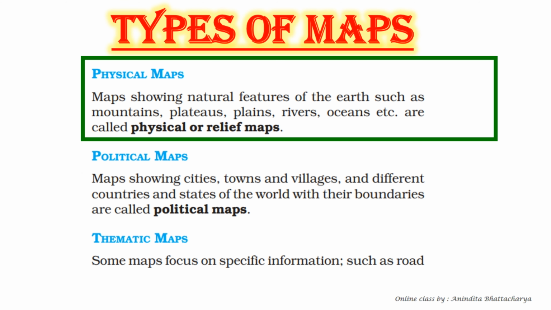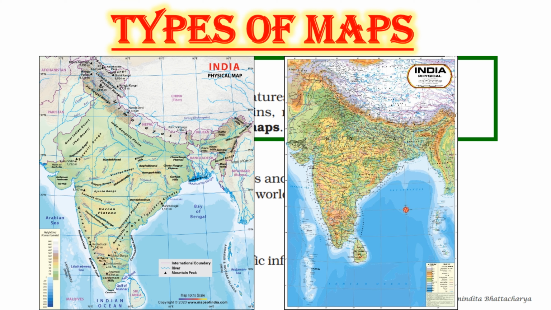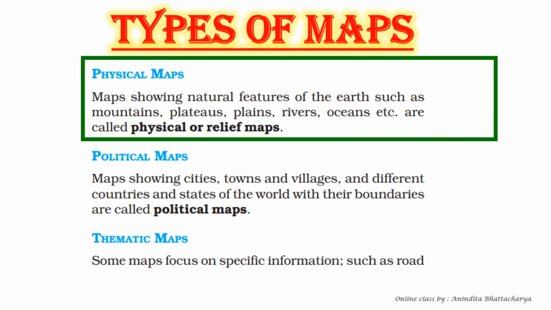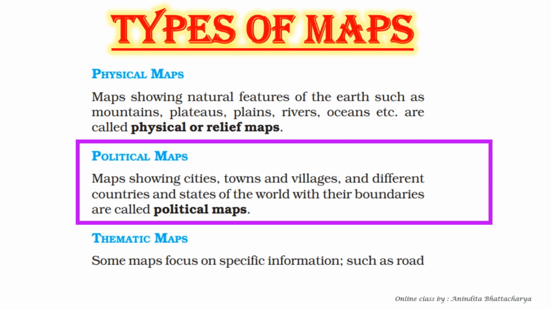These maps represent the physical or the natural features of the earth's surface, like mountains, plateaus, plains, rivers, oceans, etc. Such as the relief map of the world or any country, vegetation map, soil map or land use map. In this map the geographical features are important, not the boundaries. Got it now? Political map.